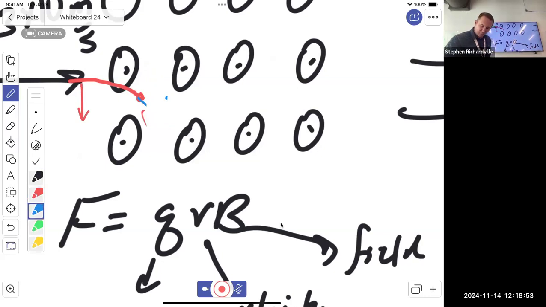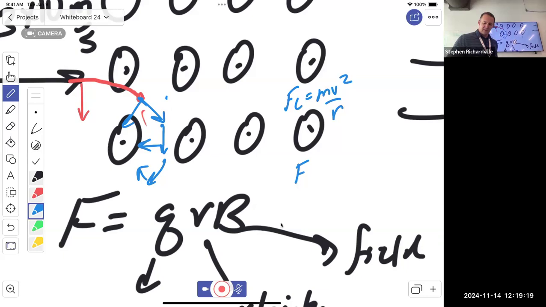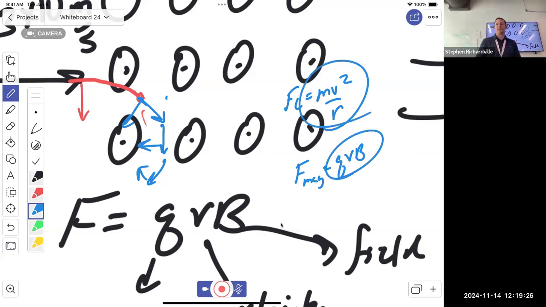But what about at this moment right here? My thumb is down to the right. My field is out of the page. The force is straight down? No, it's down to the left. It's like this, and then it goes like this, and it's like this, it's centripetal. So watch for FC, mv squared over r, and call it force magnetic, whatever you want to call it, QVB. Watch for these two things having to work together, because the QVB becomes a centripetal force.